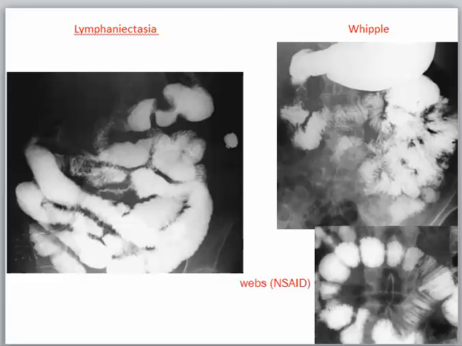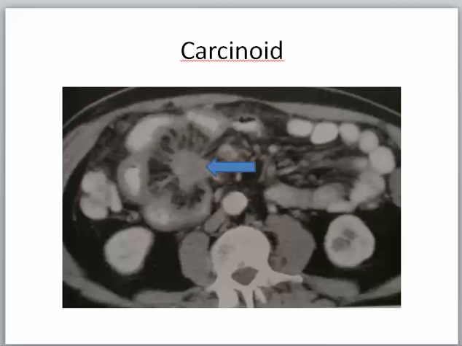Now this is the carcinoid tumor, which appears as a cartwheel with this appearance. This is a classic appearance, but it can appear in others as thickening of the wall or thickening of the mucosa, as it is here. There is thickening of the mucosa. This is not the only presentation.